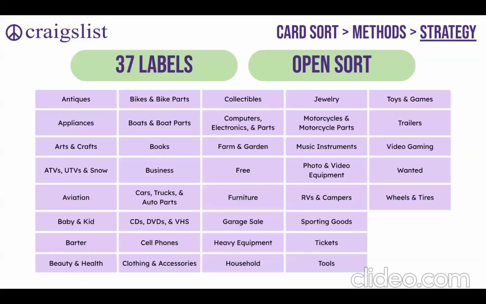For the card sort, I did consolidate a couple of the labels from the homepage. For example, bikes and bike parts was once two links. I made it one link to help the participants of the card sort get through faster and to really get down to the nitty-gritty important information.